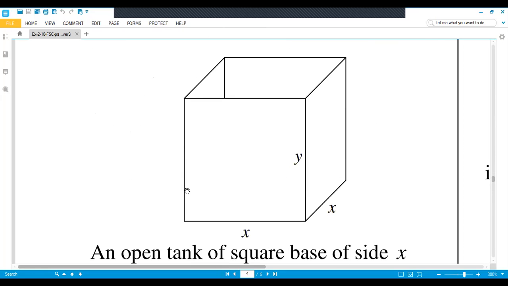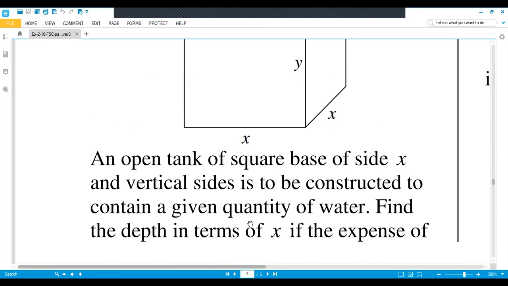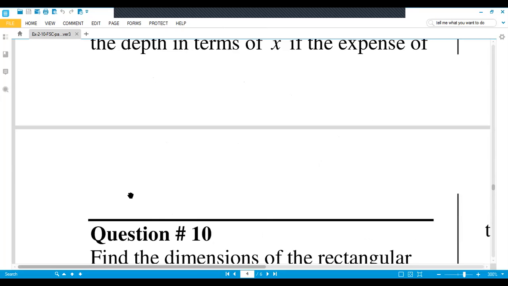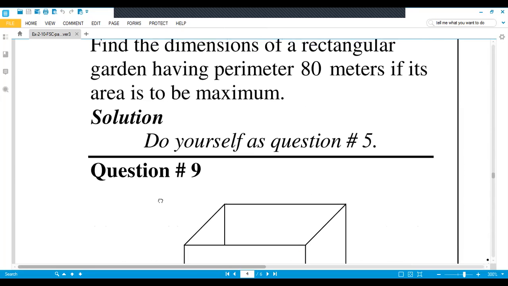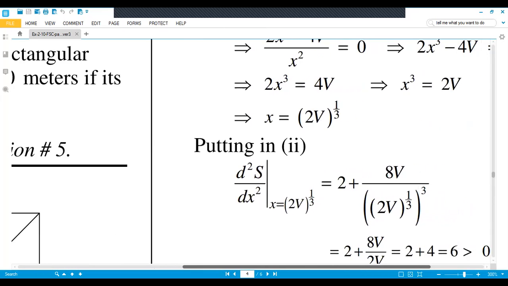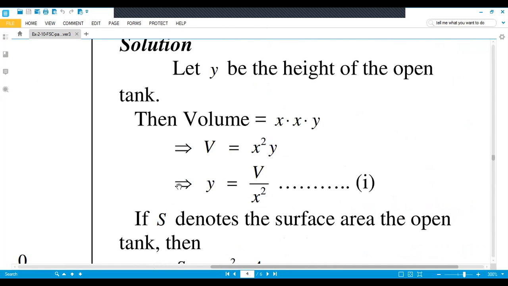Now come to question number 9. Question number 9 is, an open tank of square base of side x, means that square base of side means that its length and breadth is x. Vertical side is to be constructed to contain a given quantity of water. Vertical side, suppose it's y. Find the depth in terms of x, means the capacity you are going to find. So that means the volume you are going to find. So for this, what will you do?